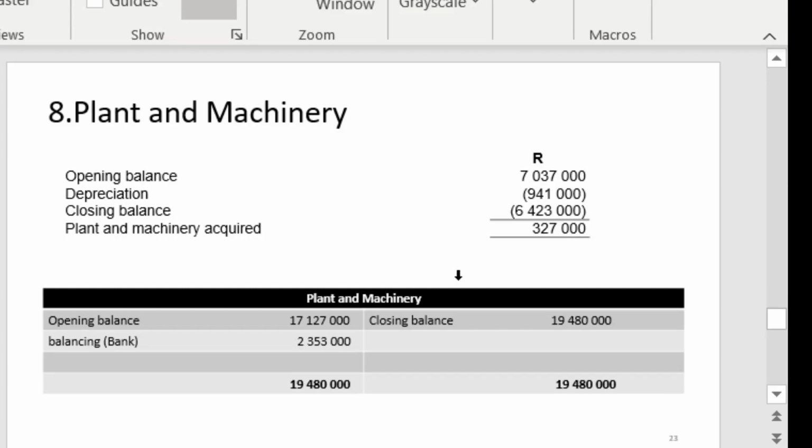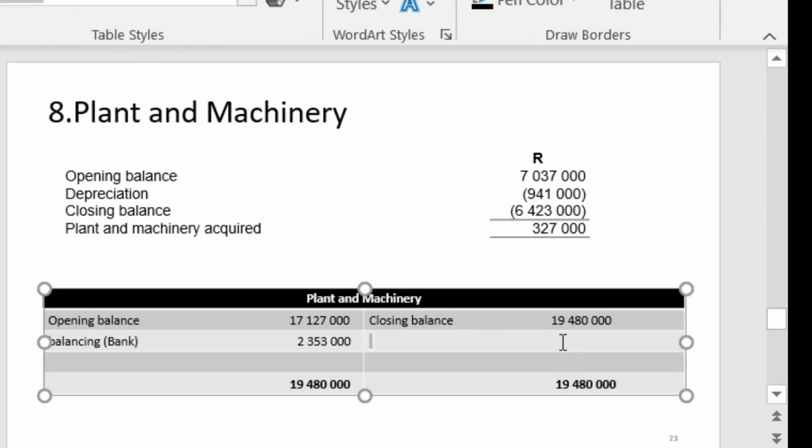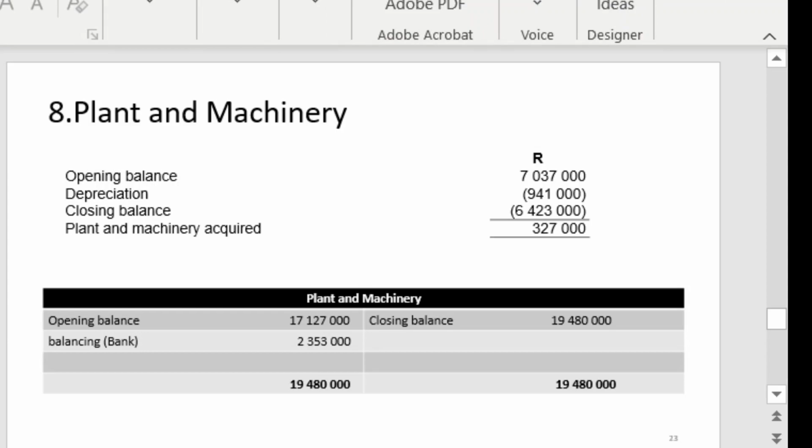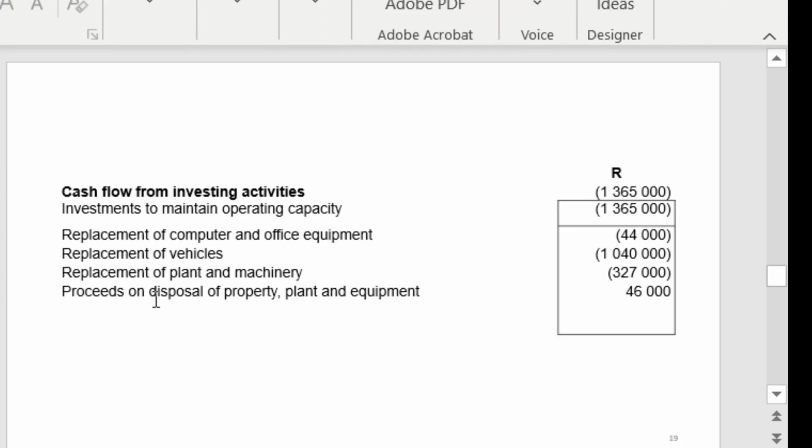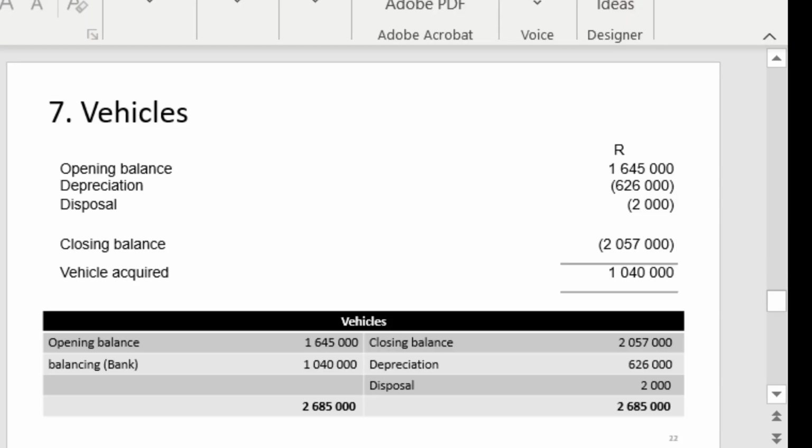Plant and machinery, opening balance was 70,127,000, closing balance was 19,480,000, and the depreciation was 941,000. So then we have the difference of 327,000, and this 327,000 will also be disclosed under replacement of plant and machinery, 327,000. Now let us look at the vehicles.